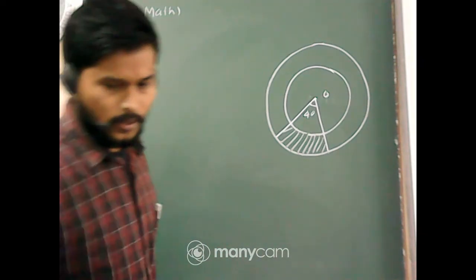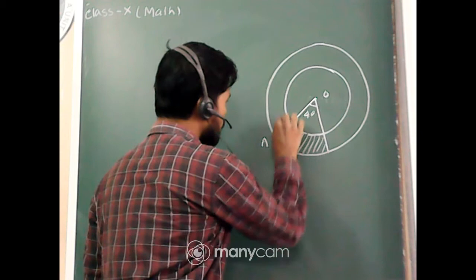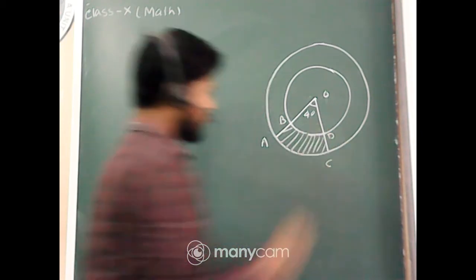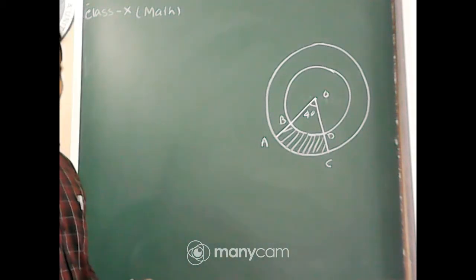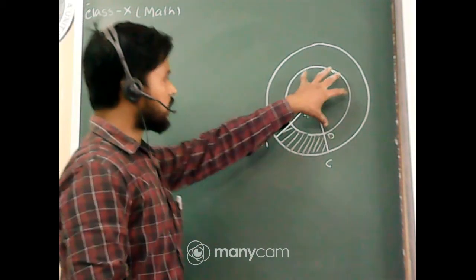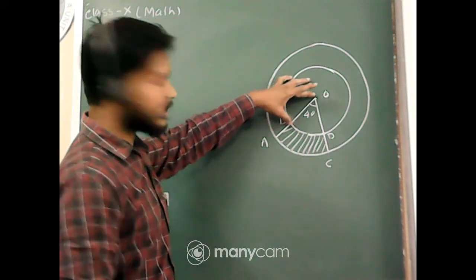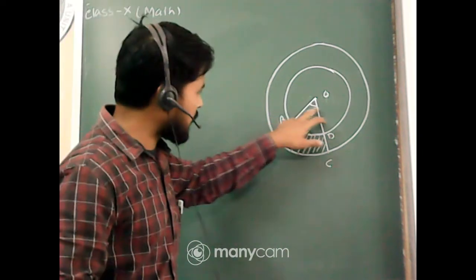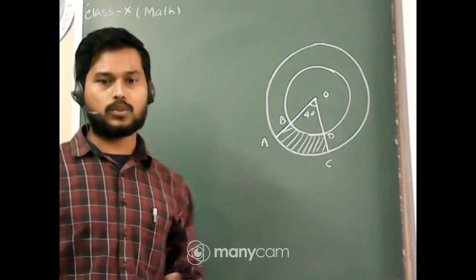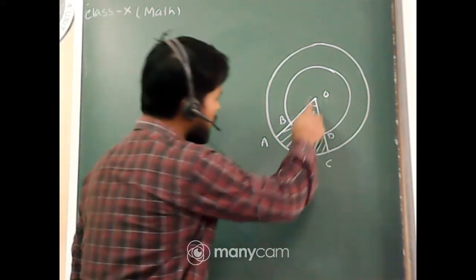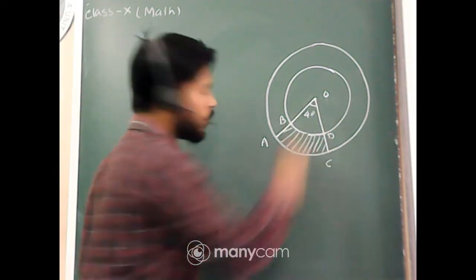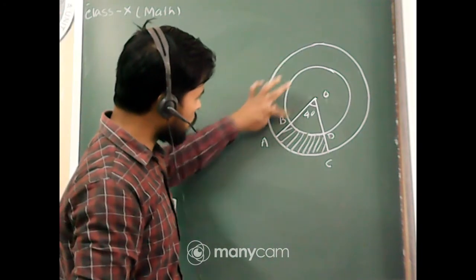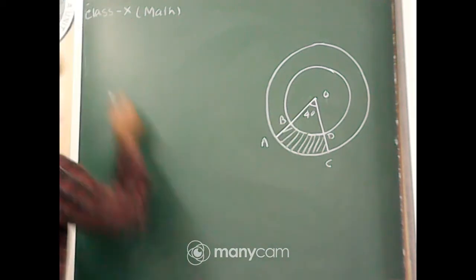Okay, so the names are given: this is point A, this is point B, this is point C, and this is point D. Now look, we are considering the first circle. The radius of the first circle, the inner circle, is 7 centimeter, and this angle is equal to 40 degree. With the help of these two data, we'll first find the area of the sector OBDO. Okay, so let's start.